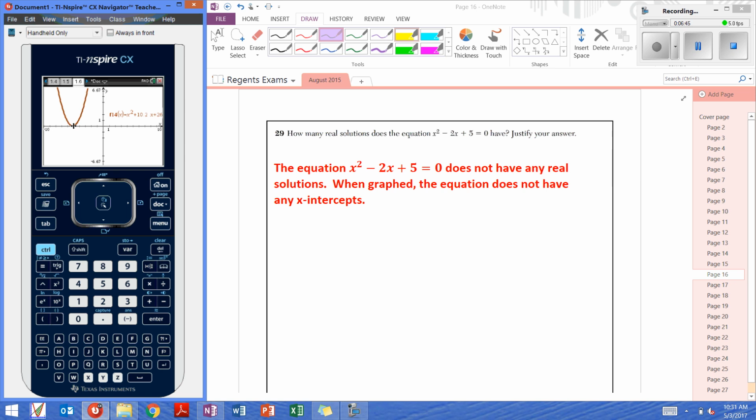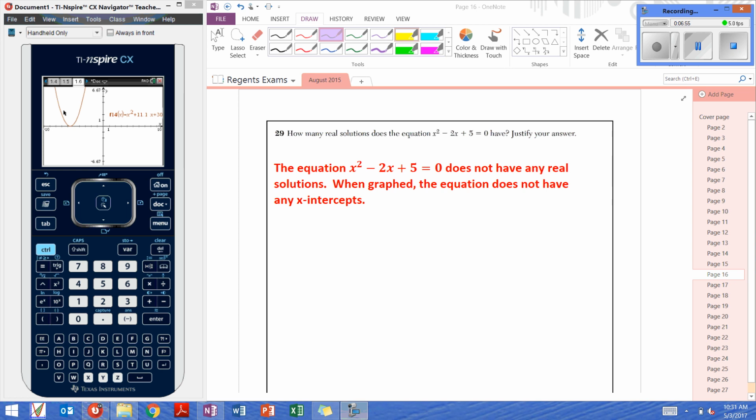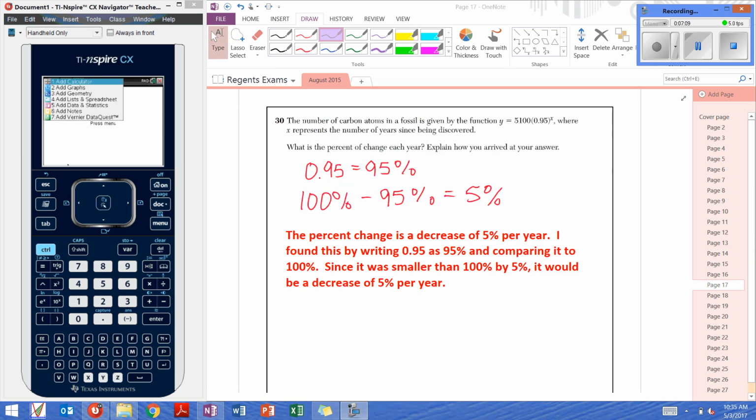If I moved it to here, this would just create 1 x-intercept if it were just touching at one point. So this is a little bit better. I moved it down a little bit. You can see that it's just touching the x-axis once, therefore it'd have 1 real solution. But for the question that they gave us, it would not have any real solutions because no x-intercepts.